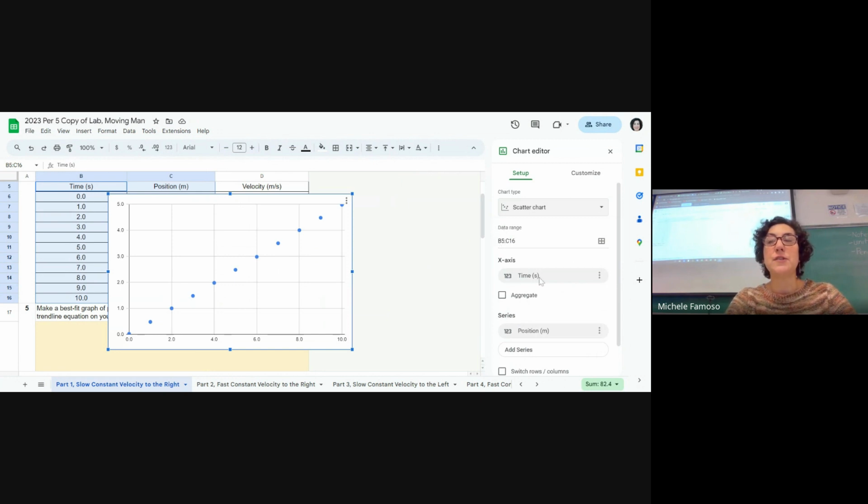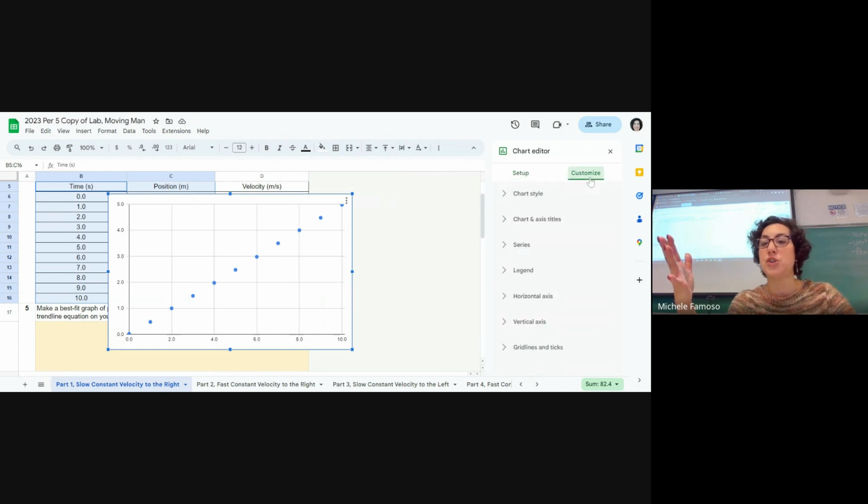The x-axis should say time in seconds. The series should be position in meters, and that's it. Okay, notice we don't have a title. The x and y axes are not labeled. We have to add all of that stuff. Go to the Customize section of the chart editor, please. The titles and labels for the axes are under the Chart and Axis Titles submenu. So expand that. My first option is Chart Title.